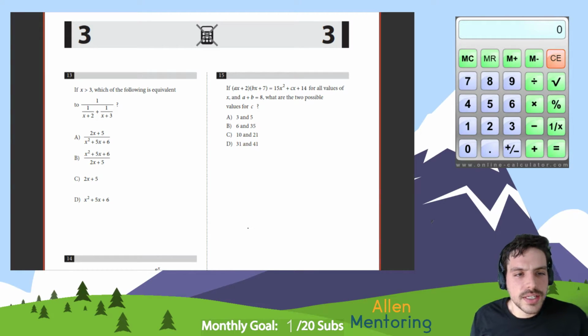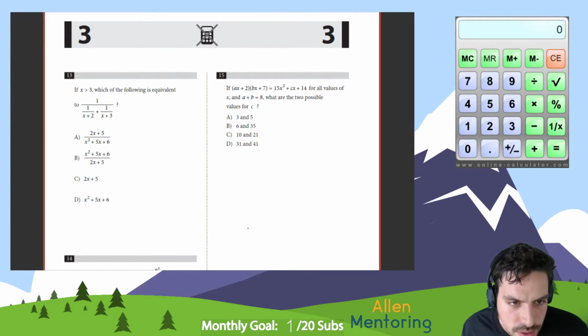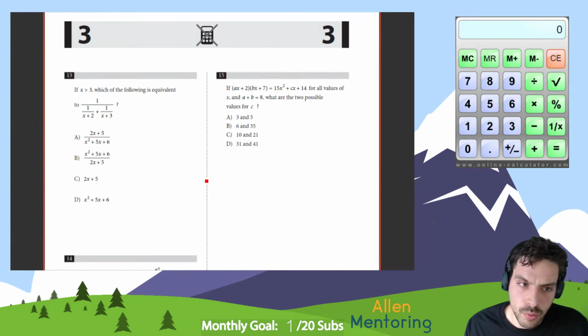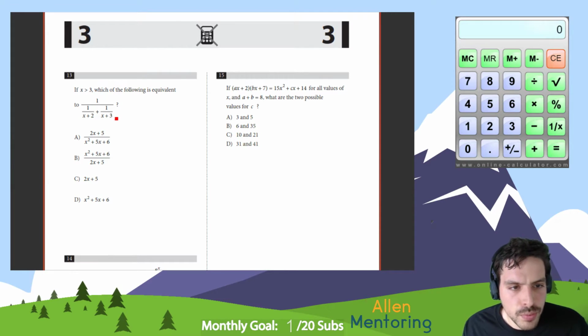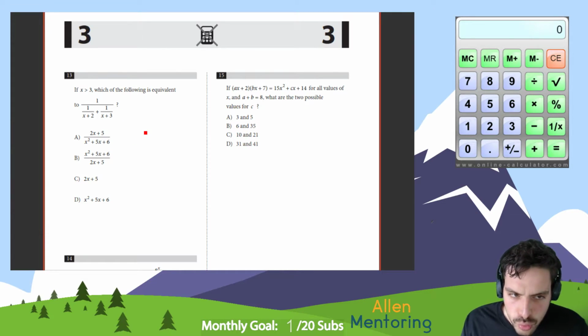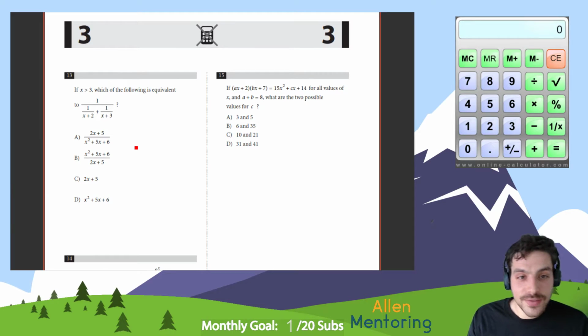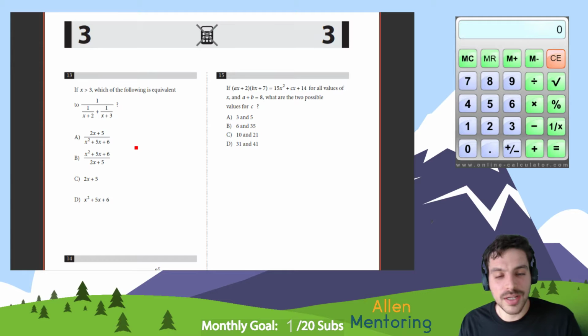If x is greater than 3, which of the following is equivalent to this giant mess? 1 over x plus 2 plus 1 over x plus 3. So we see, again, remember I promised that once you get to the teens of this section, it starts to get a little bit more difficult. So this is where you really have to pay attention here and kind of hone your algebra skills.